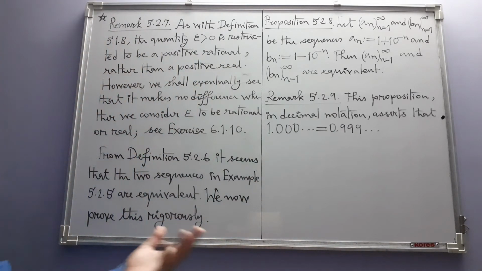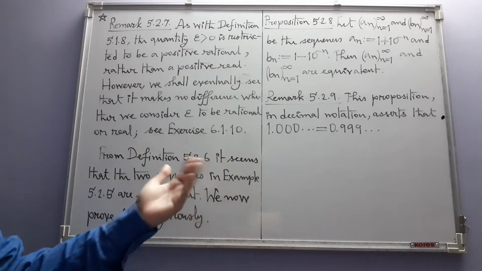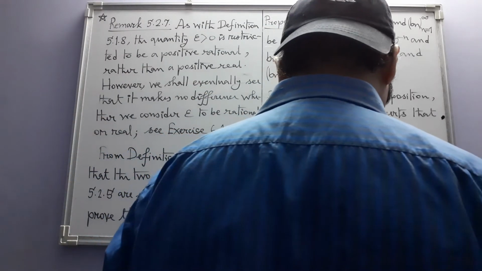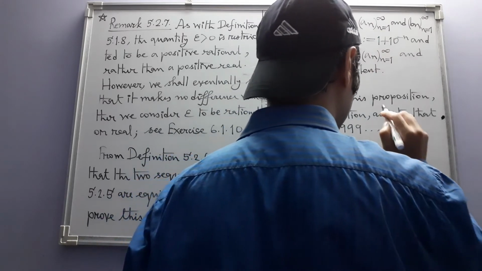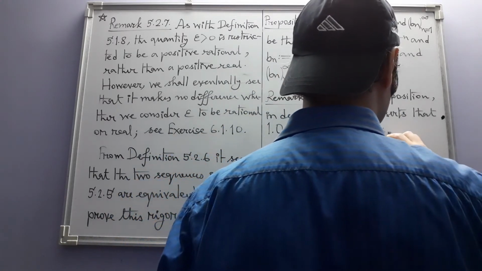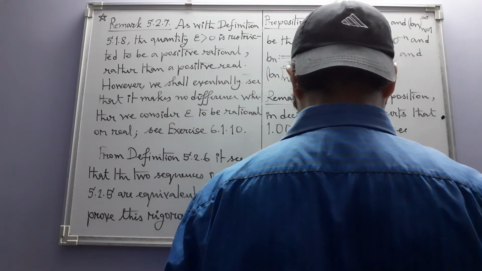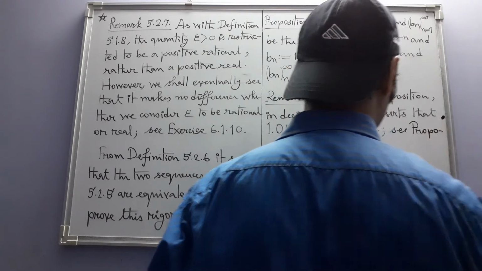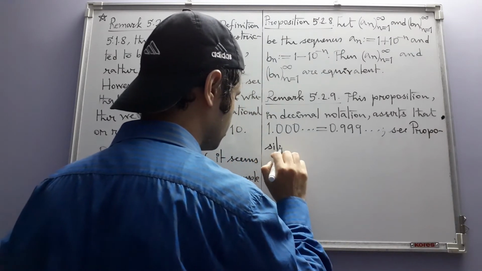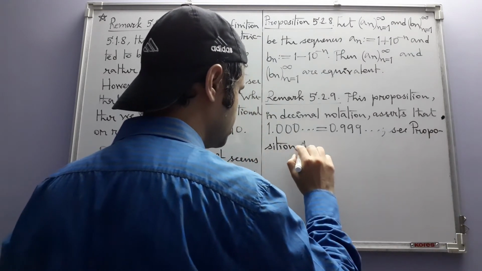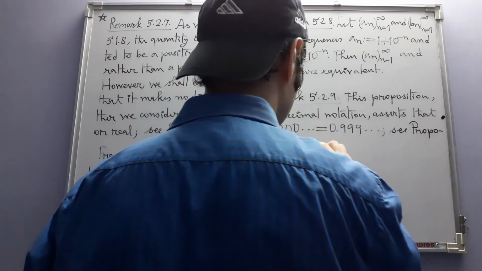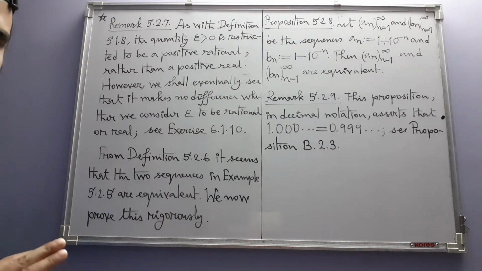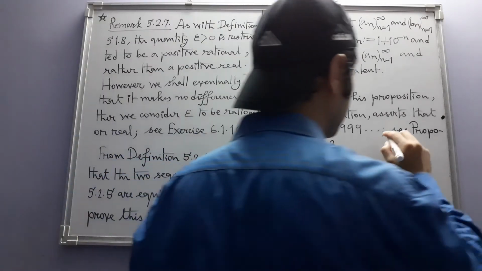Okay, once you of course also throw decimal notation into the picture, and for this see proposition B.2.3. Okay, so this A, B, these things are in the appendix. We will have a look at them when the time comes.